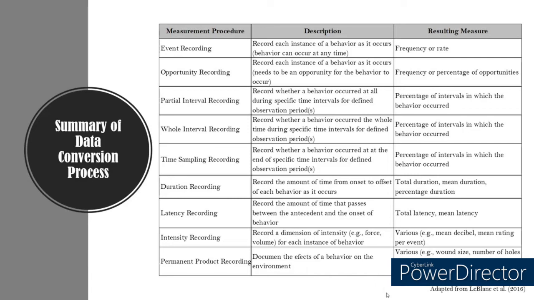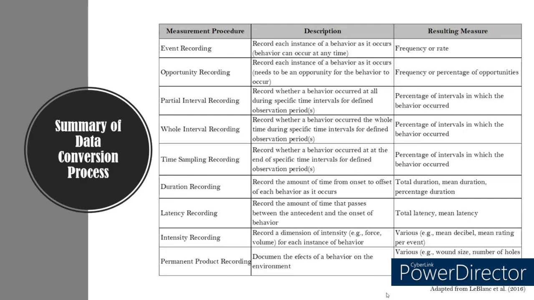Moving forward is intensity recording. Intensity recording is what? It records the dimension of intensity, the force, the volume for each instance of behavior. Now, what do we draw? So we can draw various things. We can draw mean decibels, we can draw mean rating per event depending upon what is the target behavior.